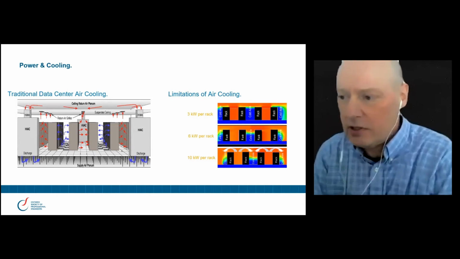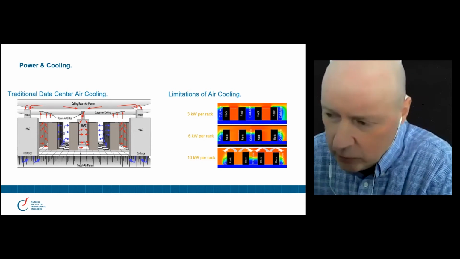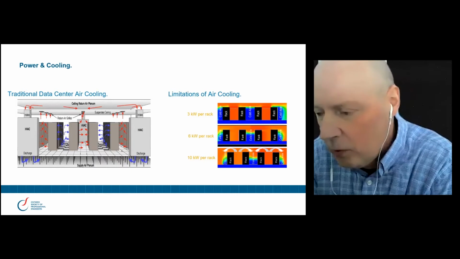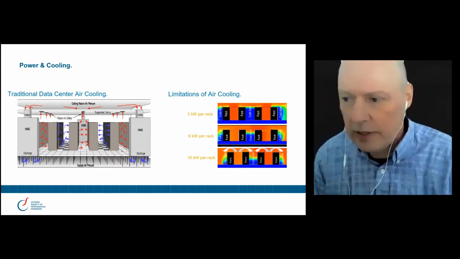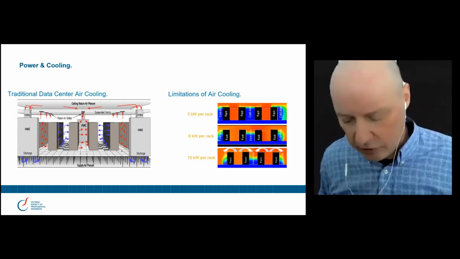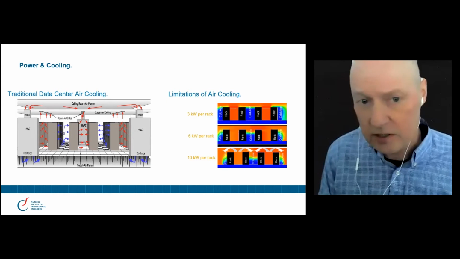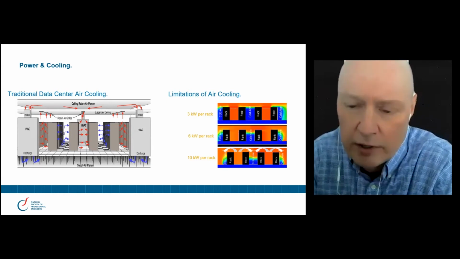The problem with this is, if you look on the right-hand side, the hot air which comes out of the front tends to get sucked into the back. And so you get this feedback loop where you're not getting a tremendous amount of efficiency. So air cooling, which is the traditional way to cool all of our equipment, is not really that great anymore for cooling the most modern equipment.